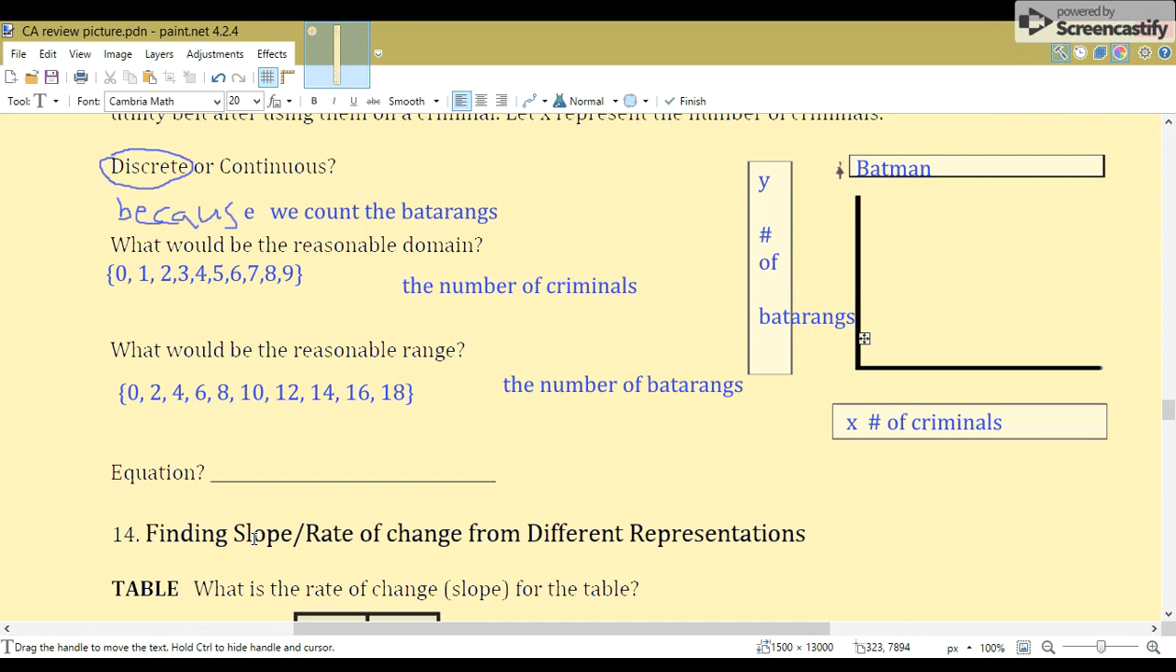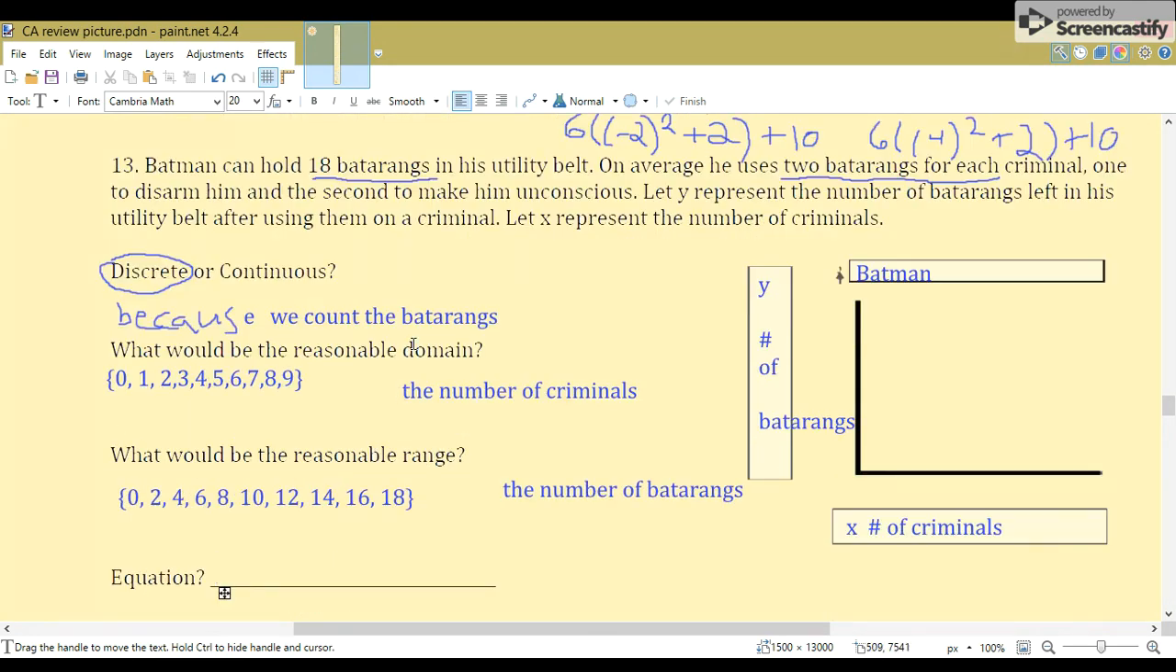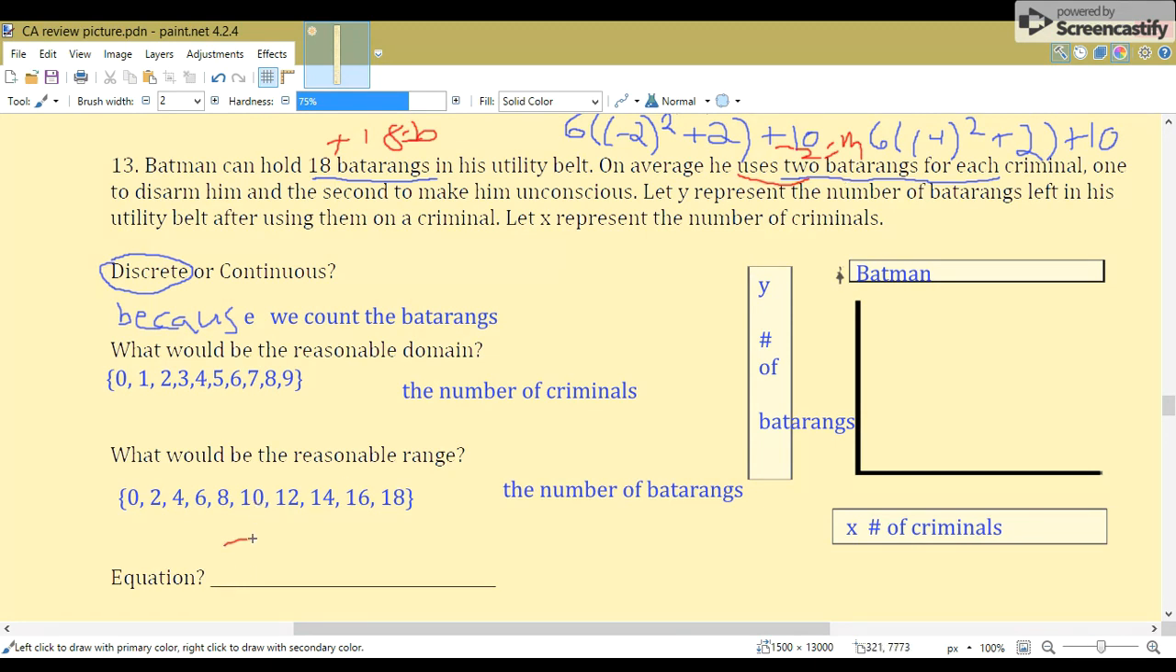Okay, so using all that, let's find our equation. So, originally they start with 18 batarangs. So that's our y-intercept. He uses 2. So when somebody uses something, they take it away. So that's a -2. This is our 18. This is B. This is our slope, M. So our equation would be f of x equals -2x plus 18.